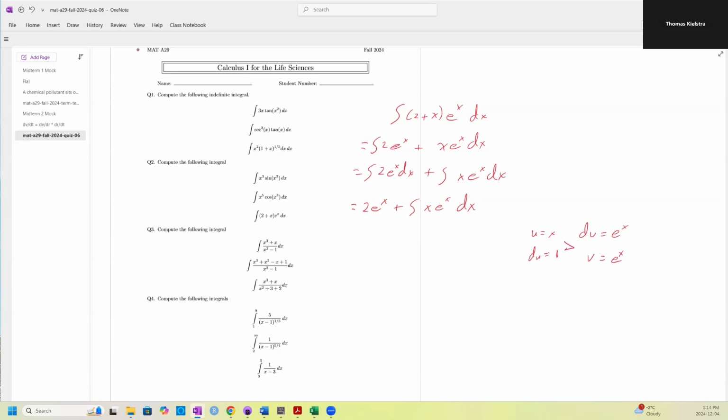Again, take the alligator. This becomes 2 e to the x plus x e to the x minus the integral of e to the x dx, which equals 2 e to the x plus x e to the x minus e to the x plus c. And that is our solution.